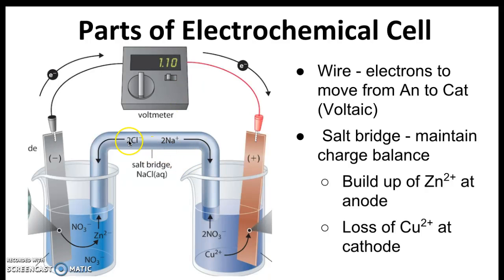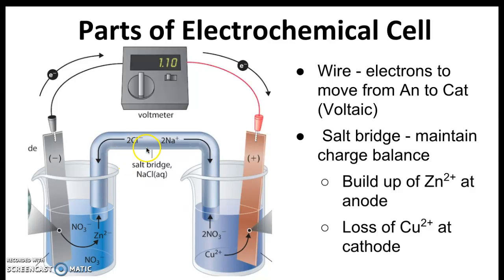The final thing, which is super important, is the salt bridge. It acts to maintain the charge balance in the solutions, because in the case at the anode, we are building up Zn2+ ions, because the zinc is being removed from the metal plating and forming these ions. So we're building up positive charge inside the solution. If you build up too much positive charge, the reaction is just going to stop.